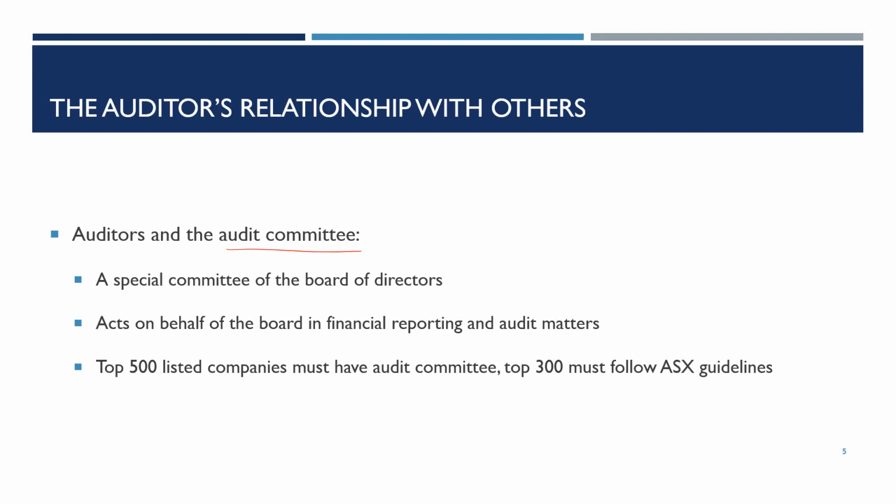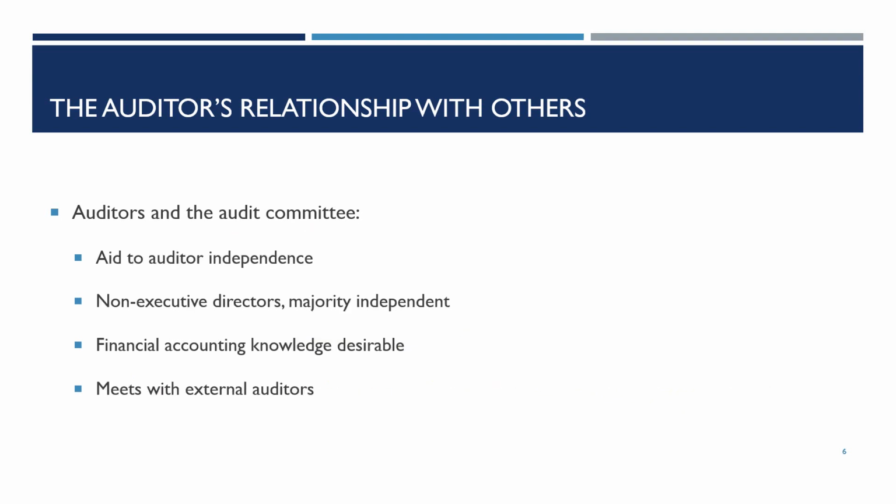The ASX requires that the top 500 listed companies must have an audit committee, and the top 300 listed companies must follow the ASX Corporate Governance Council's recommendations regarding the composition, operation, and responsibility of an audit committee. An effective audit committee will enhance the independence of the external audit function. From an audit perspective, it is important that the audit committee be independent of the remainder of the board and of the financial reporting function.